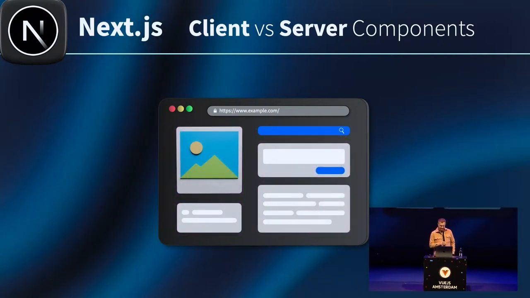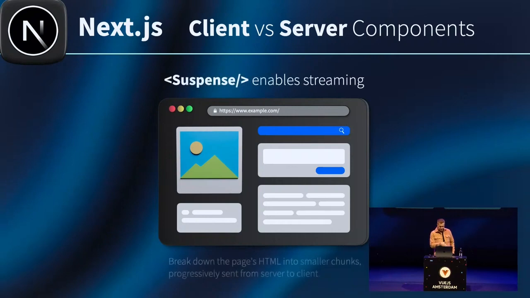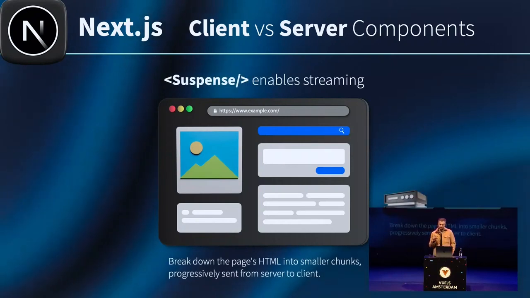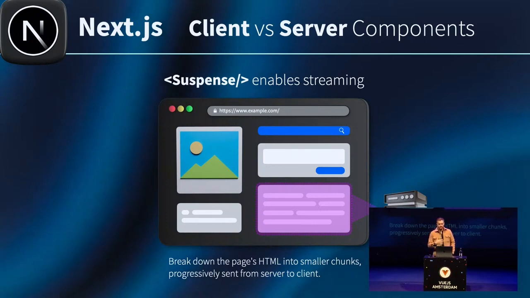When we look at Next with React's Suspense component, pages can actually be broken into chunks, and these chunks can then be progressively sent from the server to the client. This is going to effectively stream the UI from the server as it's available, and that allows the user to interact with the page, or rather the parts of the page that are ready before it's completely loaded.